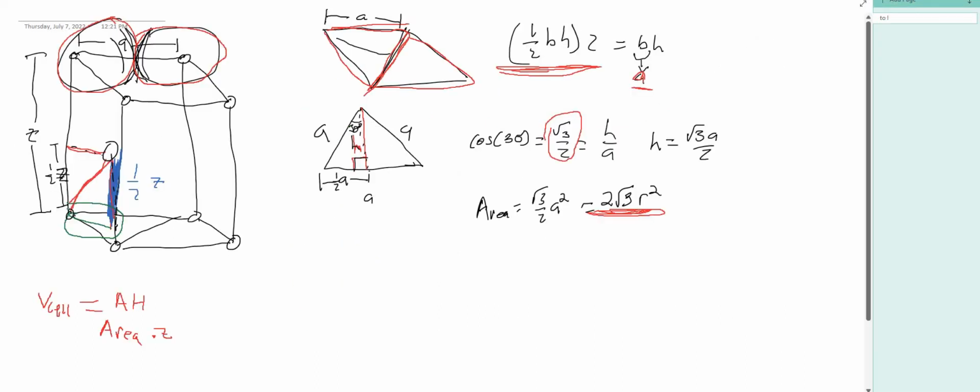Now, fortunately for us, in this triangle, this atom right here and this atom right here are touching each other, so that is also going to be 2r. And we've already established that that a we're looking at is 2r as well.